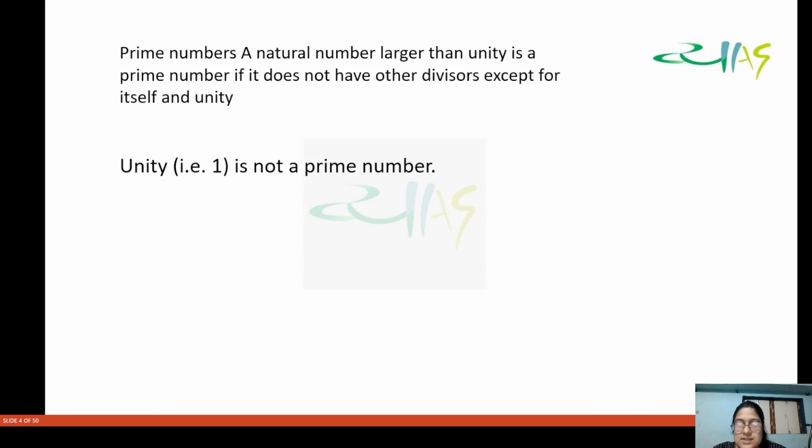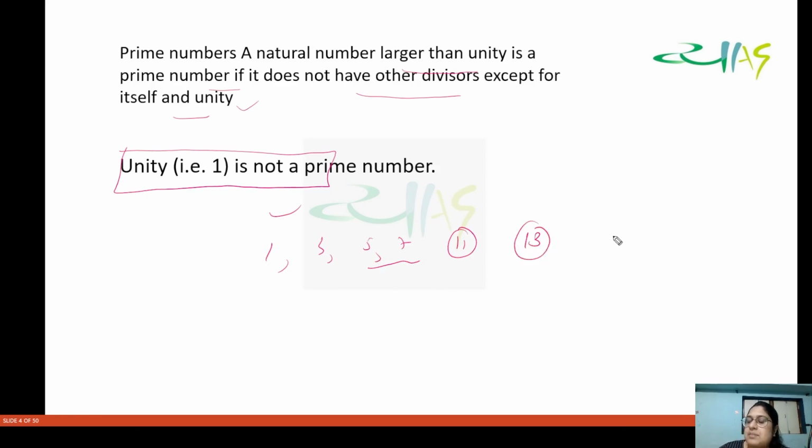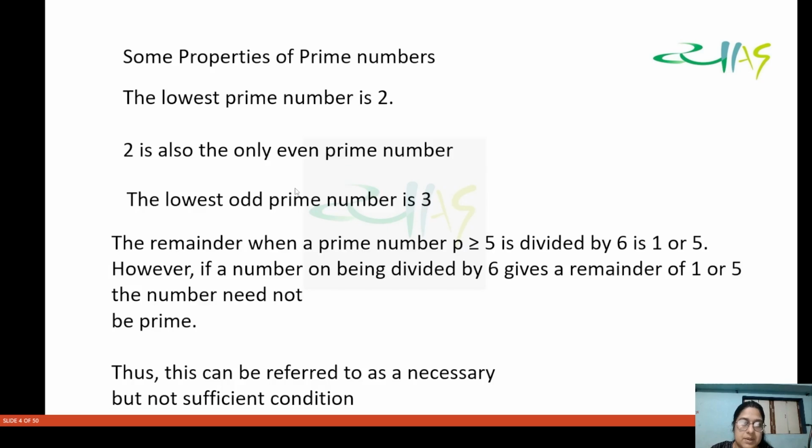Now see, students, let us see prime numbers more closely. A prime number is a natural number larger than unity, and it does not have any divisor except for itself and unity. And remember that unity is not a prime number. I know everybody must be familiar with what a prime number is. You know, 2, 3, 5, 7, all these are prime numbers. 11 is a prime number. 13 is a prime number. 17 is a prime number. So you all know what a prime number is. But now let us see the properties of prime numbers.